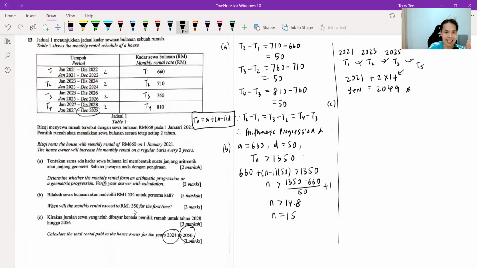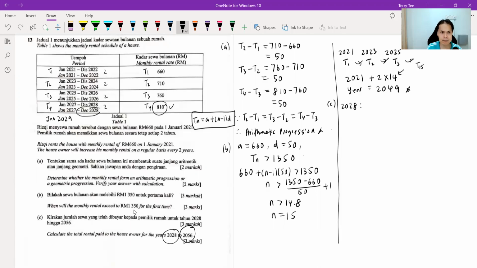You're still paying 810, but you're only paying 810 for 1 year because 2027 you start at this rental rate. 2028 also you're paying 810, but only for 1 year. Then in 2029, starting from January, you pay another rate, a different rate. So here's the thing. You need to break it up into 2 parts. The first part is how much you have to pay for 2028.